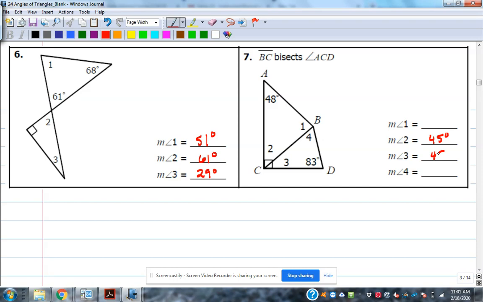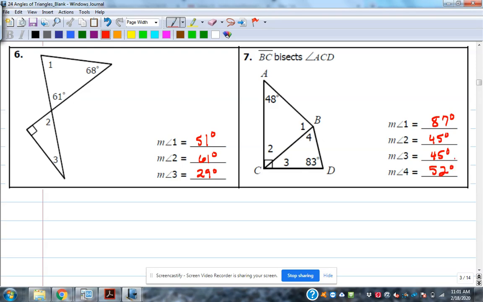And then we can use lots of different ways to get there. Angle 1 should be how much? 87, 45, and 48. Subtract from 180, would be 87. That's right. How much? 52. Yeah.